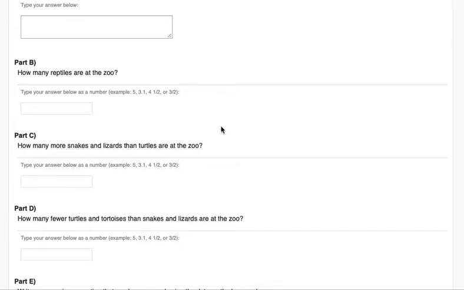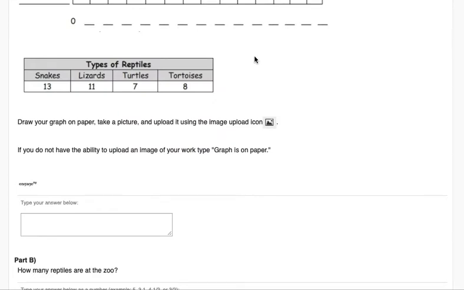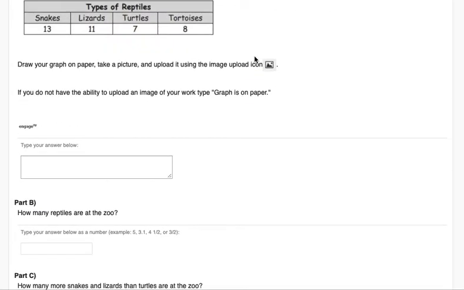How many reptiles are at the zoo? Well, if I want to know all the reptiles, that's an in all question. So I need to be adding all 4 of those numbers together. Let's start with 13 and 11. I know that 3 plus 1 is 4 and 1 plus 1 is 2, so that's 24. And I know that 7 plus 7 is 14, so 7 plus 8 must be 15. So I'm going to do 24 plus 15. 4 plus 5 is 9. 2 plus 1 is 3, so there are 39 reptiles at the zoo.